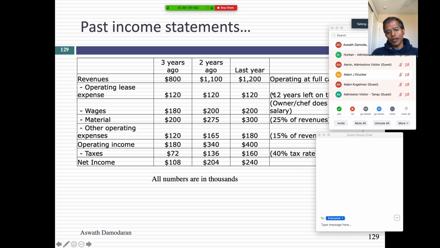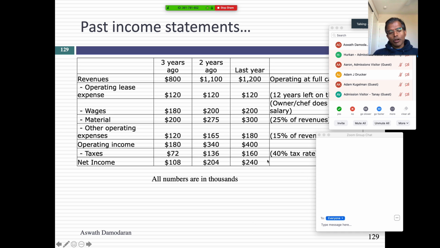So why should it be any different? He's subtracting out the lease expense. He has wages, material, but he mentions that, but you ask him, do you pay yourself a salary? And the chef says, I own the restaurant. Why would I pay myself? So the $200,000 you see as wages does not include a salary for the chef. Keep that in mind because when you value this restaurant, that's going to come into play.